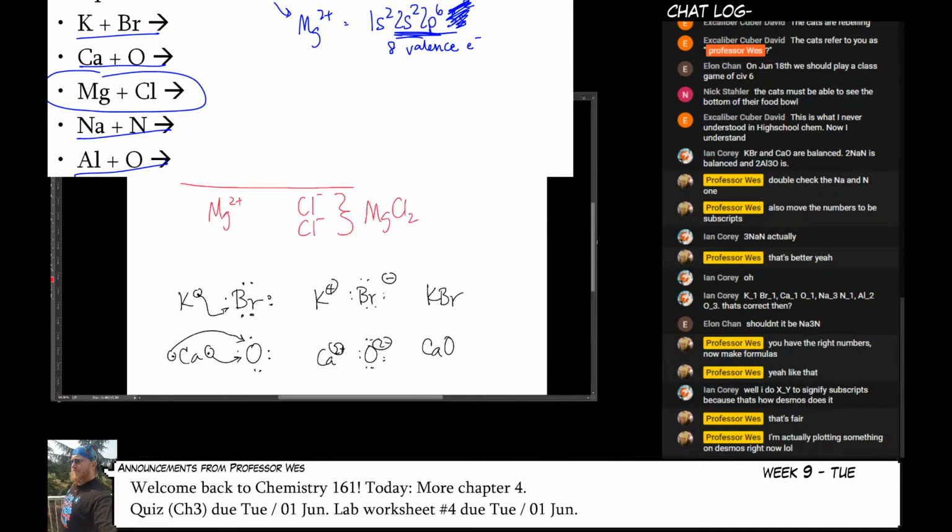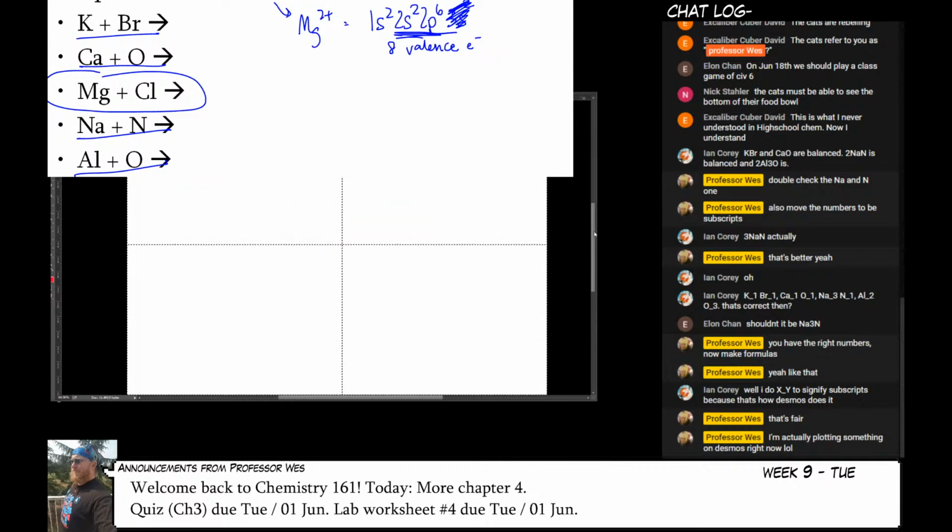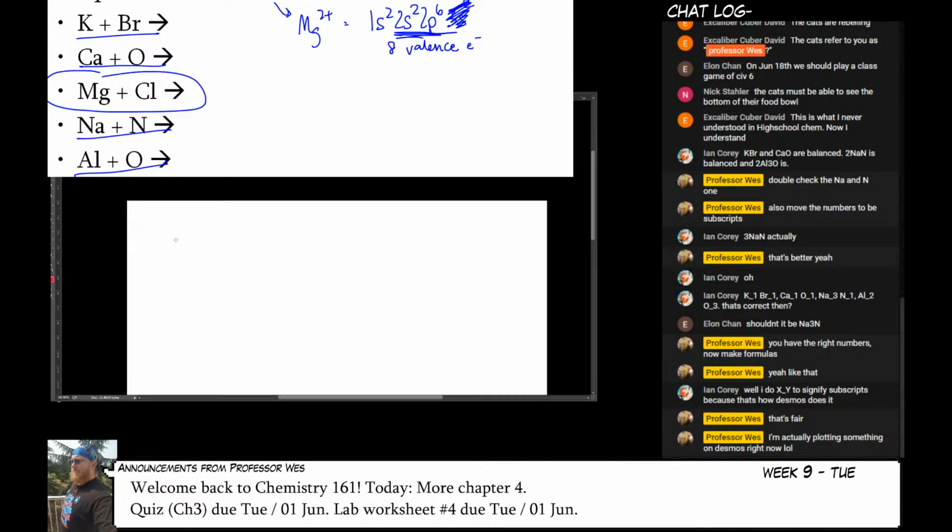Now, for the other ones, I'm going to need more space here, so I've got to hit clear. For the other ones, we're going to need multiples to get to the octet. So here, I need to pass 1 electron over, so this sodium is fine. But I need to do that 2 more times for nitrogen. So we'll just take this one and give it over. We'll take this one and give it over. Now everything is good.